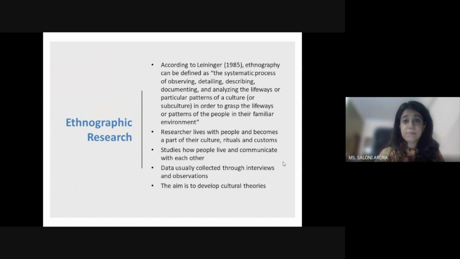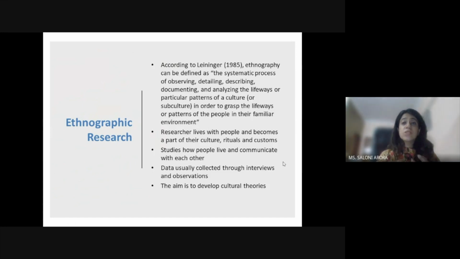So, ethnography can be defined as the systematic process of observing, detailing, describing, documenting, and analyzing the life ways or particular patterns of a culture or a subculture in order to grasp the life ways or patterns of the people in their familiar environment.